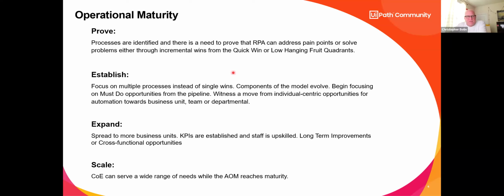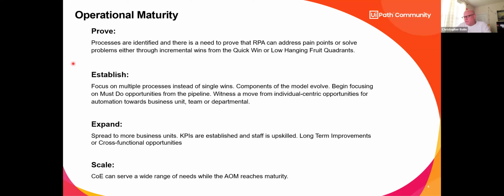So we've moved from this proof of concept to establishing the value of RPA. We start working on multiple processes instead of these single wins. Talking maybe the process covers 2 departments or 2 different screens, whatever that might be. And your components of the model evolve in line with that. Your steering committee will evolve. Your IT needs will evolve. Your audit impacts will evolve.